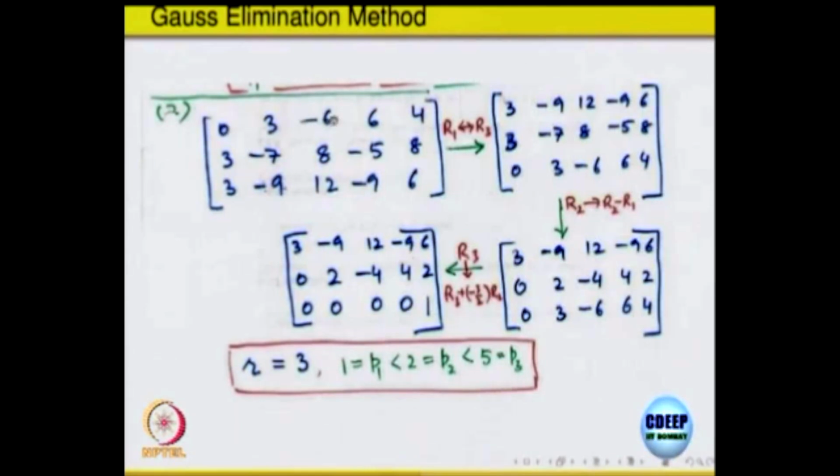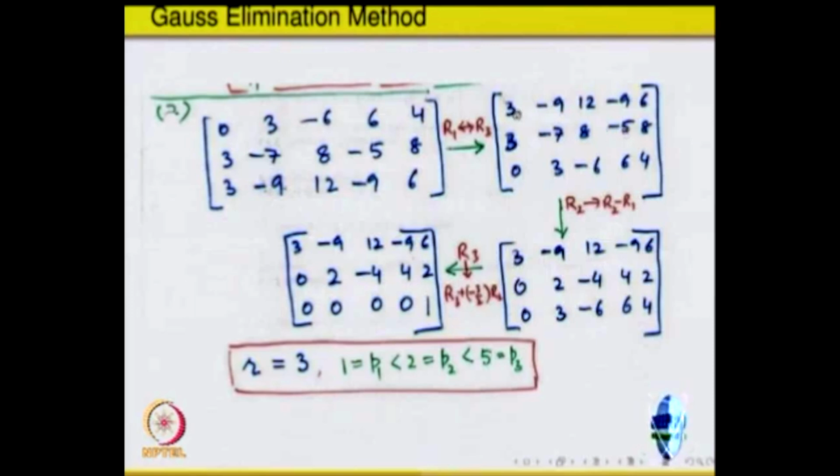That means R1 should be interchanged with R3. Interchange R1 with R3. So that is written here. This arrow is interchange R1 and R3. R3 goes in place of R1, R1 goes in place of R3, and you get this matrix, right? So 0 has come here.